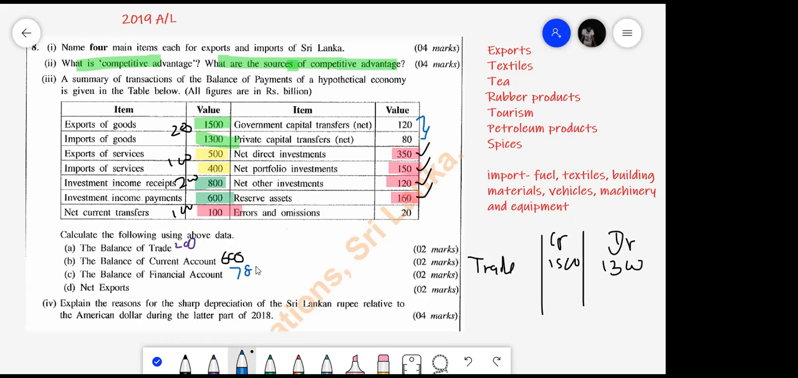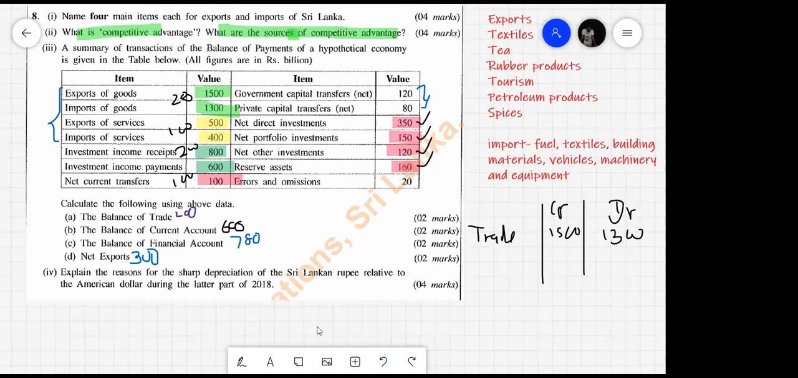Yes, I would have done this question in class. Then net exports. What is our net exports, guys? It's our exports and imports of goods and services. It's this, right? So 200 plus 100, net exports is 300. Done. Okay. The last question of the 2019 paper.